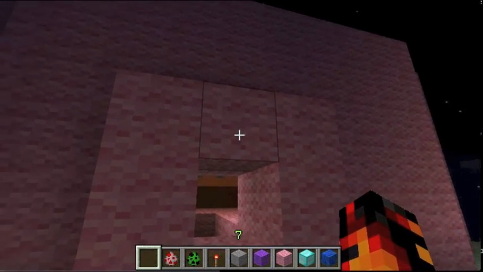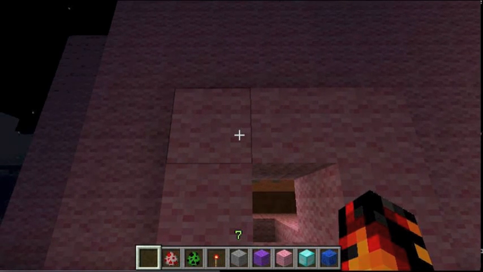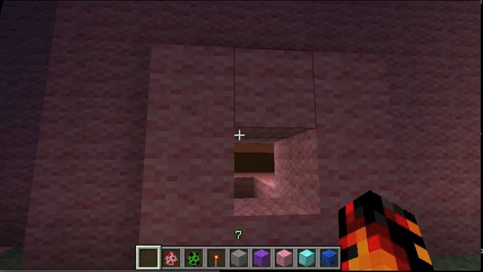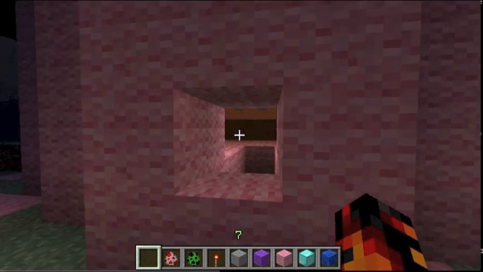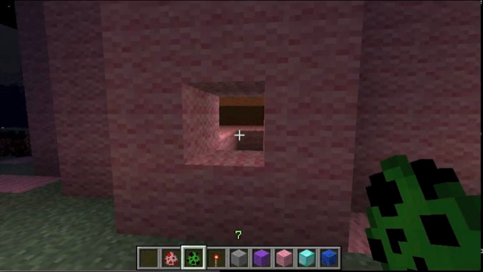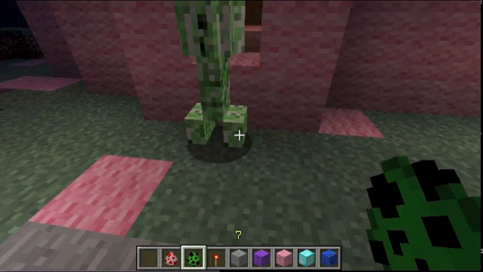Okay, so a selectively permeable membrane means you get to select what goes in and out of your membrane. Okay, so I'm going to go ahead and pretend I'm the cell. I left a small gap, so I will use a creeper as an example for a bad thing. Okay, so spawn a creeper.